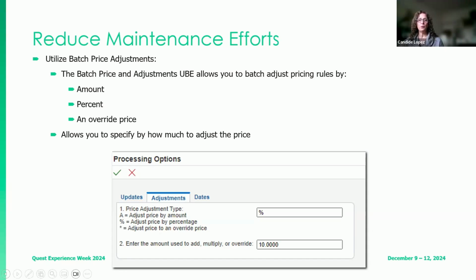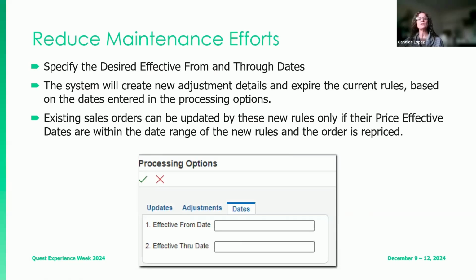Now, based upon which one of these options I select, this is then the amount. So if it's amount based, it's $10. If it's percentage based, it's 10%. And if it's an override price, it's just going to be $10 period, as opposed to adding or subtracting, which is what these first two will do. So that's where it allows you to specify by how much you want to adjust the price. So the dates, we can specify the desired effective from and through dates.